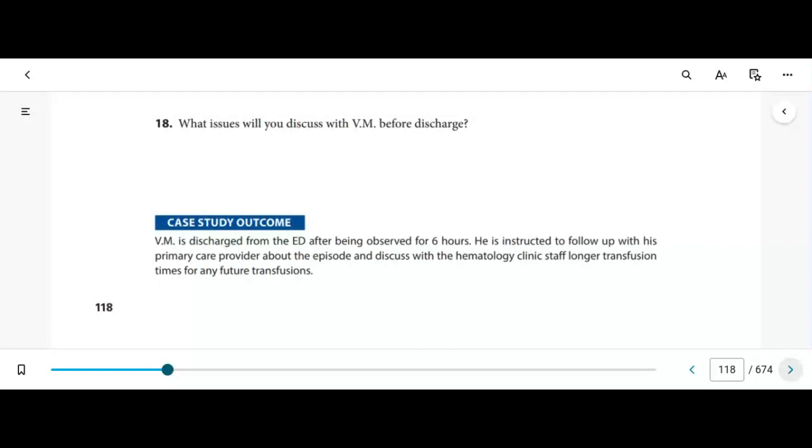Okay, so VM is discharged from the ED after being observed for 6 hours. He's instructed to follow up with his primary care about the episode and discuss with the hematology clinic staff longer transfusion times for any future transfusions.